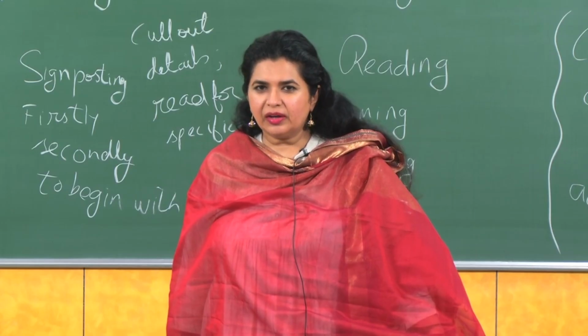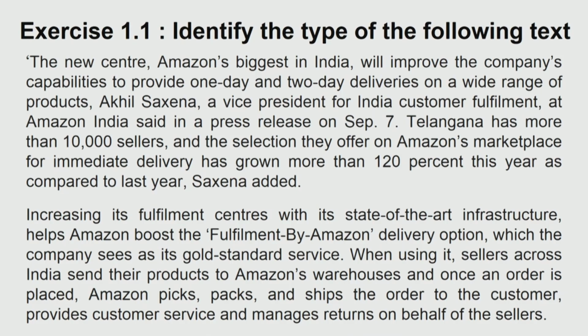Look at the exercise here now, and we are going to do some questions based on it. Identify the type of the following text. The new center, Amazon's biggest in India, will improve the company's capabilities to provide 1-day and 2-day deliveries on a wide range of products. Akhil Saxena, Vice President for India Customer Fulfillment at Amazon India, said in a press release on September 7. Telangana has more than 10,000 sellers, and the selection they offer on Amazon's marketplace for immediate delivery has grown more than 120% this year as compared to last year, Saxena added.